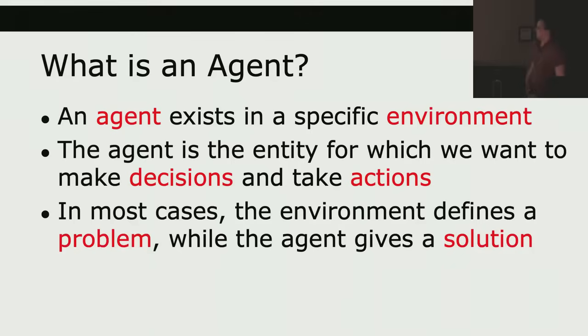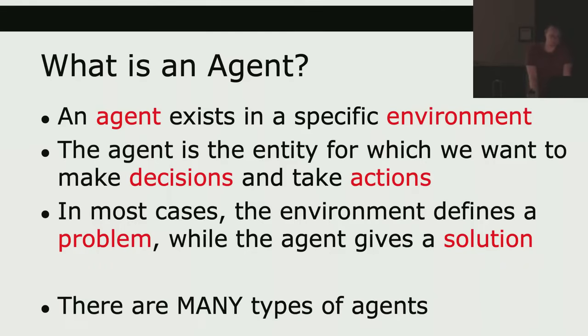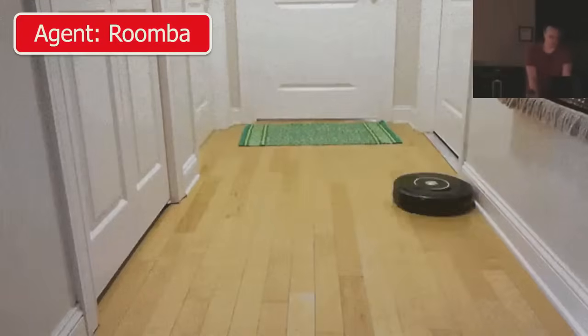So in most cases, the environment defines a problem. For example, the road, so a self-driving car, defines the problem. Or a chessboard defines the problem. And the agent is going to be a possible solution to that problem, right? So I'm going to take actions and make decisions in order to try and achieve some goal in that environment. And there are many, many different types of agents, and they're all equally valid.